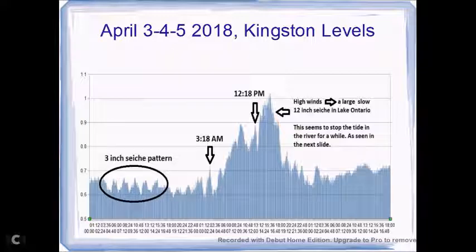The two peaks marked with down arrows correspond to the largest river tides in the following slide, which occur predictably about 2 hours later. Right after the second one, a large, slow, non-resonant pulse appears to stop the river tide for 4 hours.